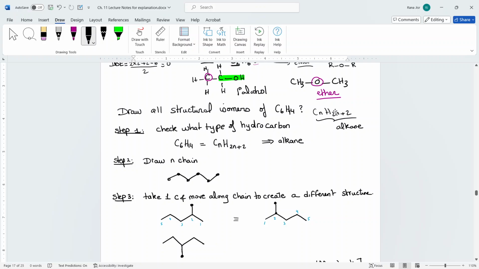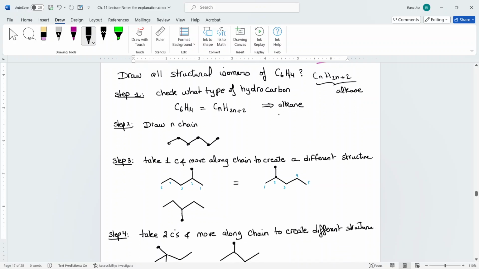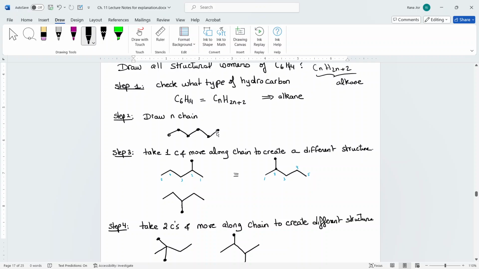The first thing, as I did over here, is to check what type of hydrocarbon you are working with. It's an alkane, so you know that there is no double bond, and you proceed. Step number 2, you draw the n-chain, which is the straight chain, no branches. Here I have 6 carbons, so go ahead and draw the skeleton for the 6 carbons. Then step number 3, we're going to take 1 carbon and move it along the chain. Every time we do this, we want to generate a new structure. If you generate the same structure, just cross it out. So here I'm just going to take 1 carbon and move it along the chain. I'm just going to put it on carbon number 2.